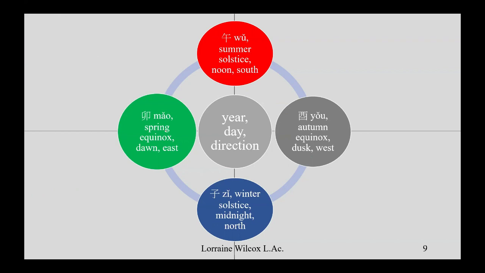Then on the east-west axis, we have Mao, the month of spring that has the spring equinox. It's also associated with the hour of sunrise or dawn and with the east. You, which is metal, is associated with the autumn equinox, with sunset or dusk, and with the west. And so these 4 of the 12 branches are kind of extra important.